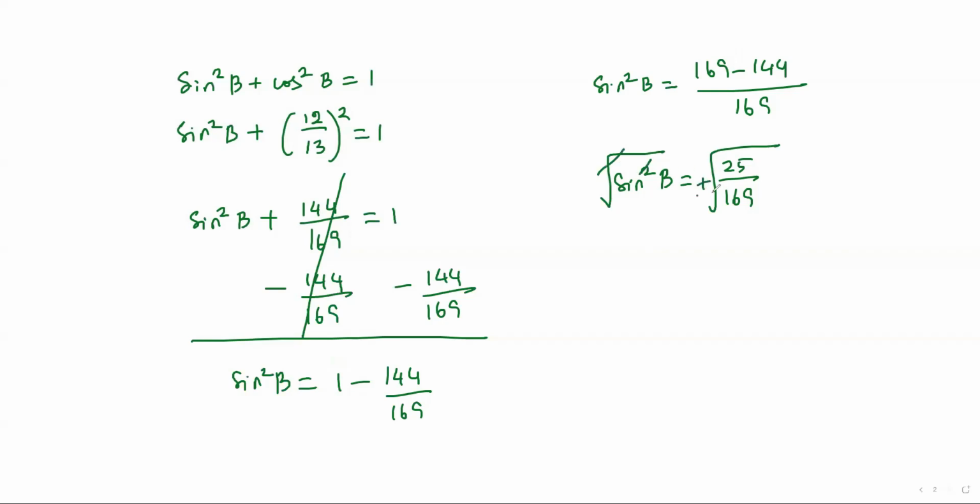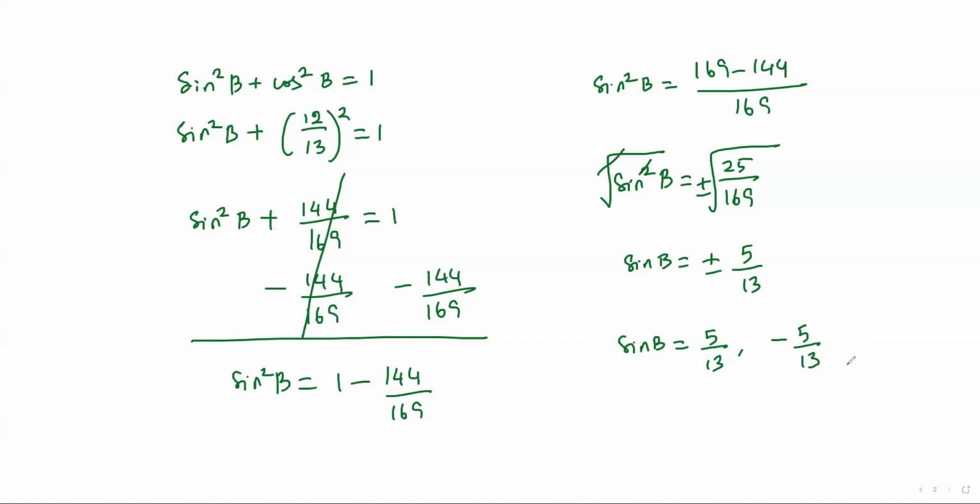So here in front of the square root, we have a positive or negative sign. So we have sine B equals positive or negative square root of 25 is just 5, and square root of 169 is just 13. So we get two values for sine B. One is positive 5 over 13. The other one is negative 5 over 13.